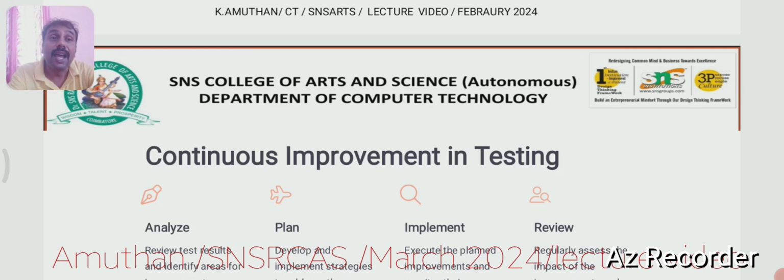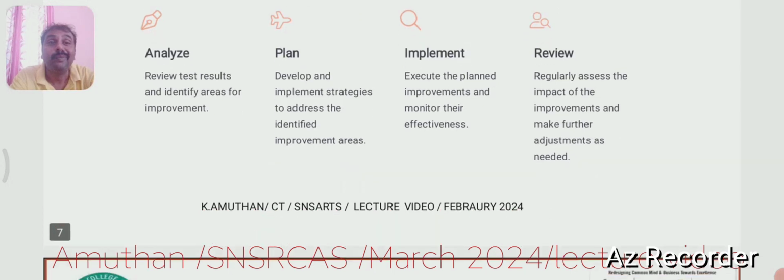Next one is implement: execute the planned improvements and monitor the effectiveness. Next one is review: regularly assess the impact of the improvements and make further adjustments as needed.